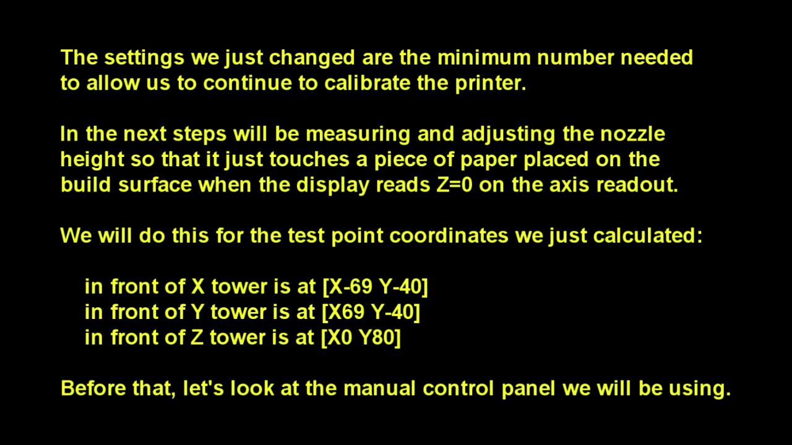You will want to calculate the x and y-coordinates for each tower test point and write them down. You may want to use a radius value that is 5 to 10 millimeters less than your actual build surface radius. This is in case you have a hot end fan or something else that would interfere with the tower belts, like I did.